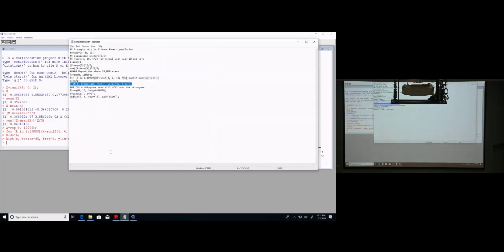And now I want to fit a chi-square curve. So first I have to do something here.